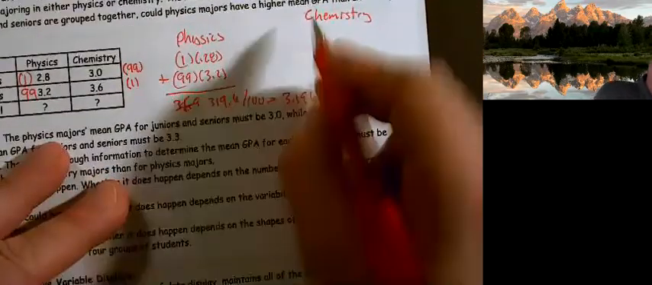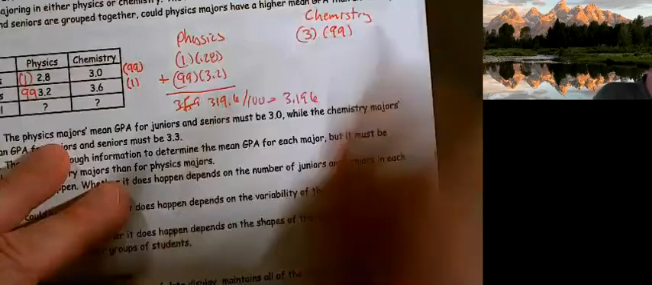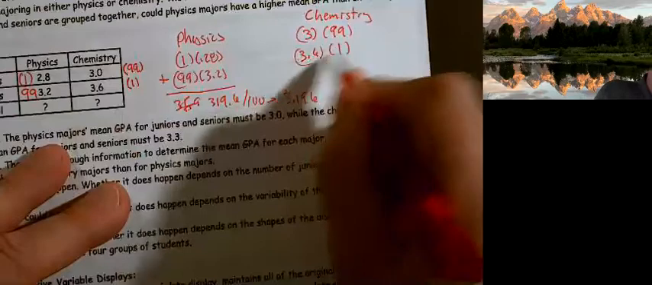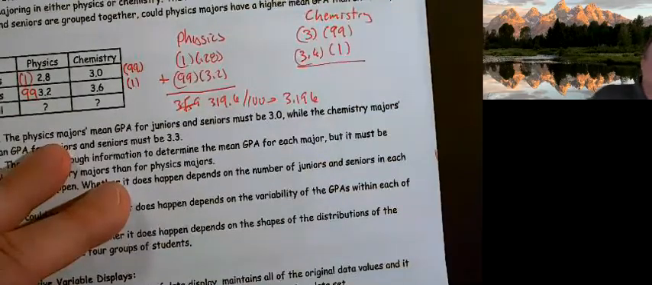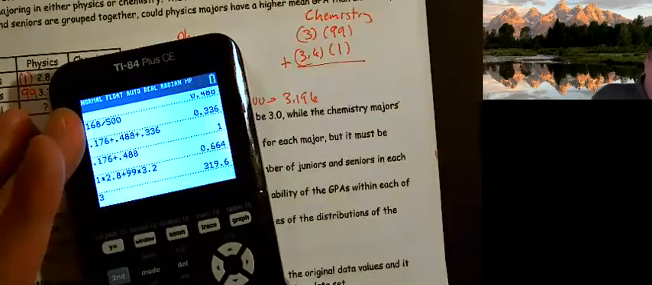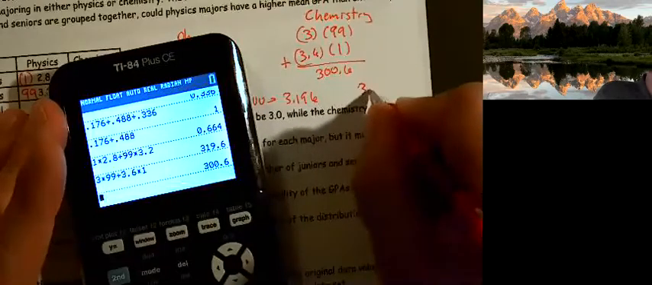we have 3.0 times 99, and we have 3.6 times 1. So 3 times 99 plus 3.6 times 1 is 300.6. And if I divide that by 100, I get a GPA of 3.006.